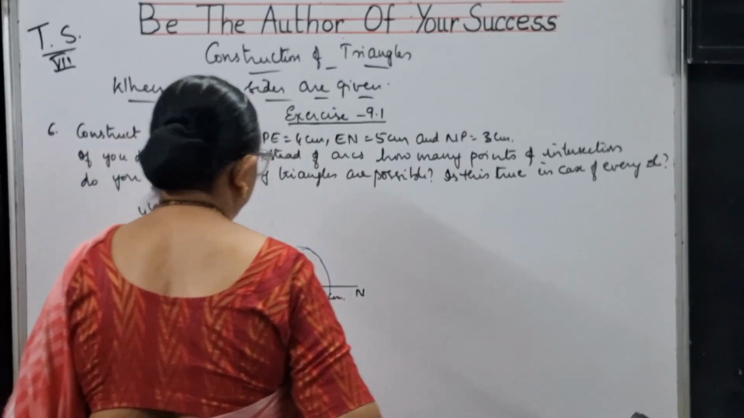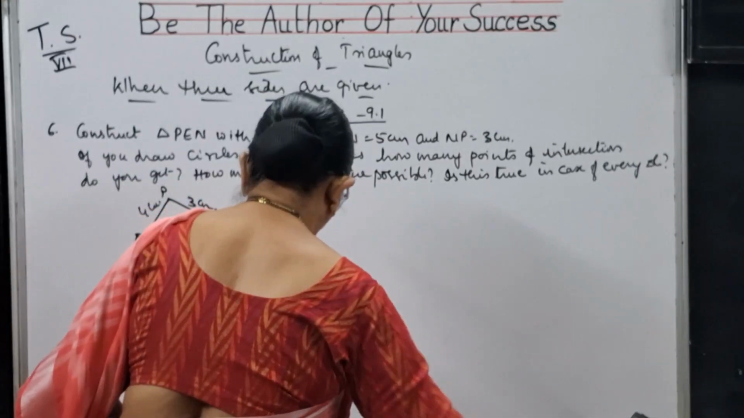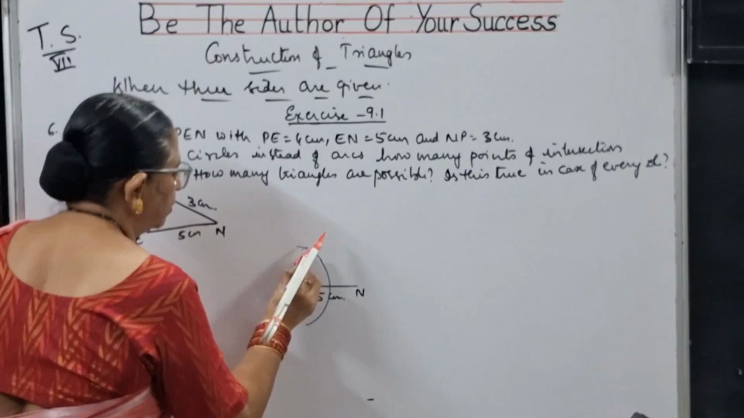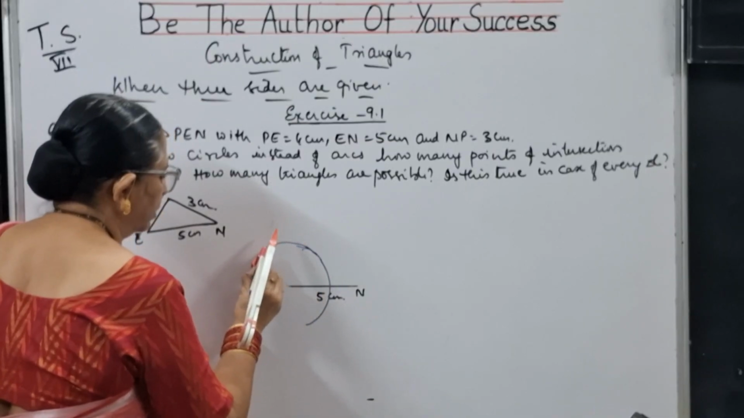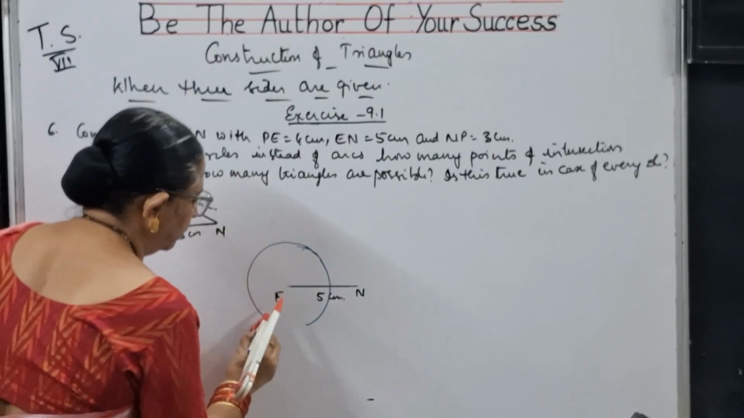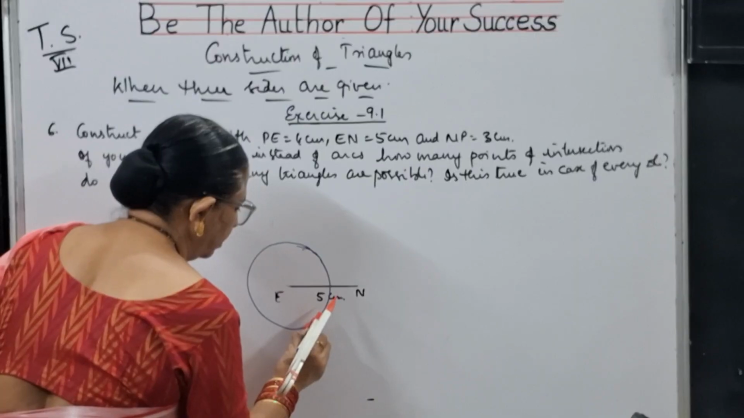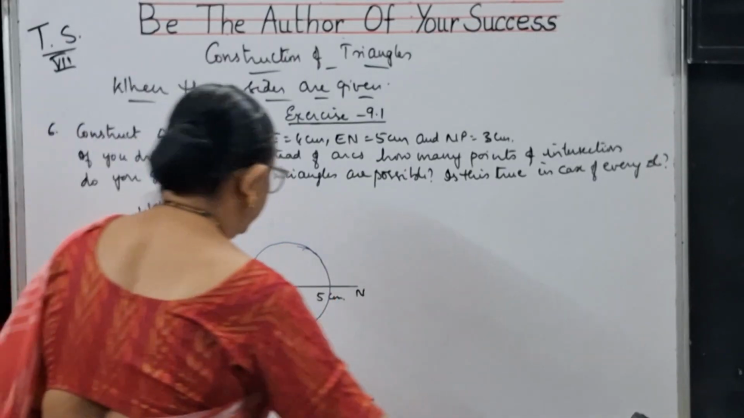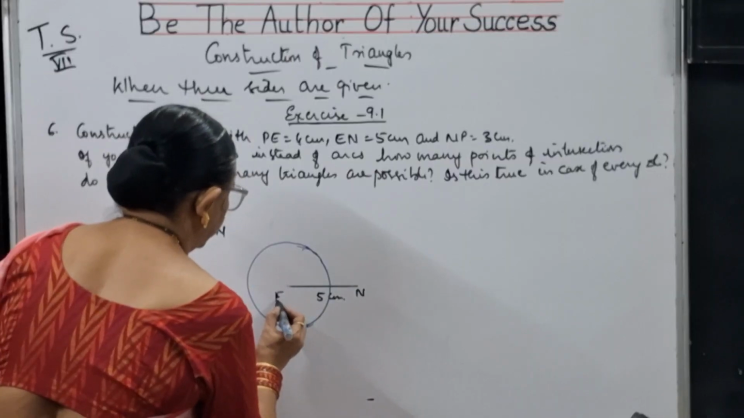So, I'll do one thing, children. I'll just extend it with my hand because it is not possible for me to complete the circle. So, usually you will get a circle like this. I am extending this. Okay, this is E and N. This is E.